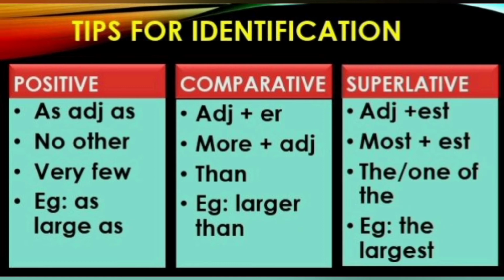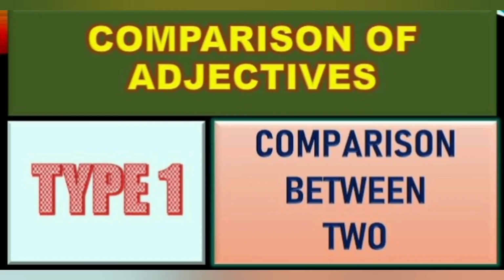So let us see now the comparison of adjectives. This is actually the comparison between two things or two places. And there is a tip for you. When we are comparing two things, two people or two places, etc., we have only positive and comparative degree. Superlative degree comes into effect only when we compare more than two things or two places. Therefore, this is the first type, that is comparison between two things.